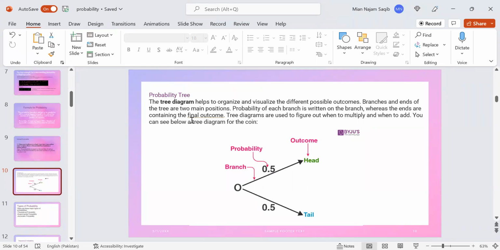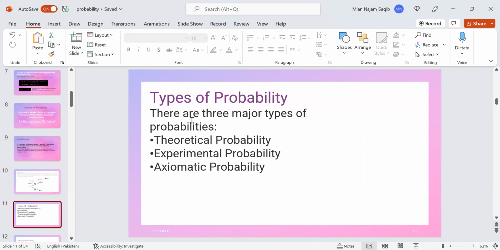Probability tree. This tree helps to organize and visualize the different possible outcomes. Branches and ends of the tree are the two main positions. The probability of each branch is written on the branch, whereas the ends contain the final outcome. Tree diagrams are used to help figure out when to multiply and when to add. Below, you can see a tree diagram for a coin, in which you can see the branches and the probabilities, which are 0.5 and 0.5, and the outcomes, which are head and tail.